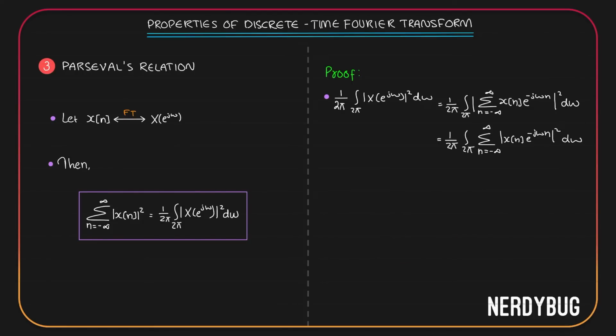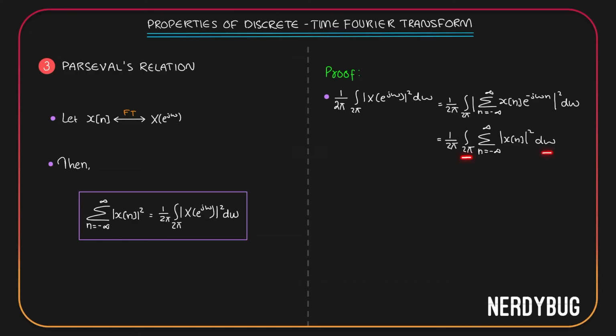Let us take e raised to minus j omega n out. E raised to minus j omega n using Euler's formula is cos omega n minus j sine omega n. So its magnitude is going to be magnitude of cos omega n minus j sine omega n, which is root of cos square omega n plus sine square omega n, which is root of 1 or 1. So magnitude of this part is just 1. Let us replace it with 1.